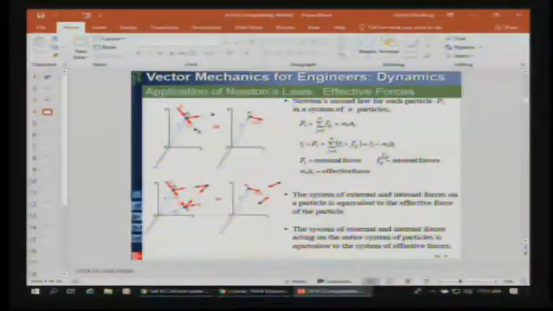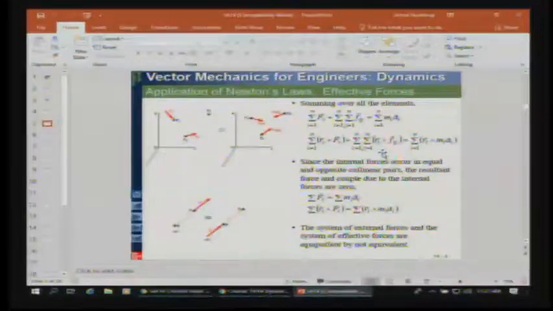So we talk about the system of external and internal forces is equivalent to the effective forces, the effective force on a particle, and the system of external and internal forces acting on the entire system is equivalent to the system of effective forces. Okay. So internal, external, inertia. Those are the three ideas that we're talking about.